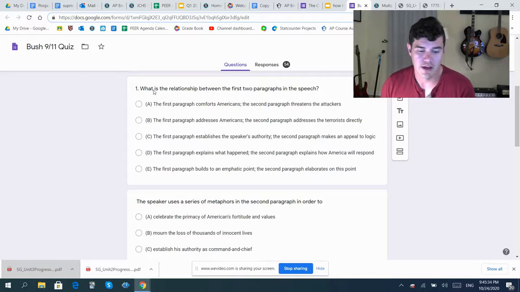Okay, I ask, what is the relationship between the first 2 paragraphs in the speech? The answer is, the first paragraph builds to an emphatic point, and the second paragraph elaborates on this point. This is a classic style of questioning College Board uses. What's the relationship between the first and second? What's the relationship between the second and third paragraph? It requires not only an understanding of what's being said, but also an understanding of why it's being said.